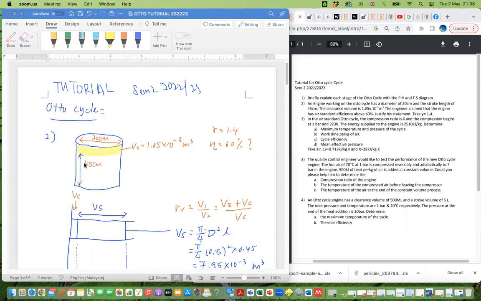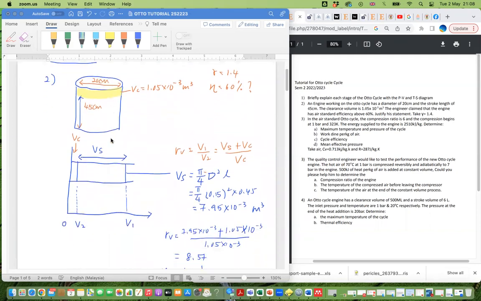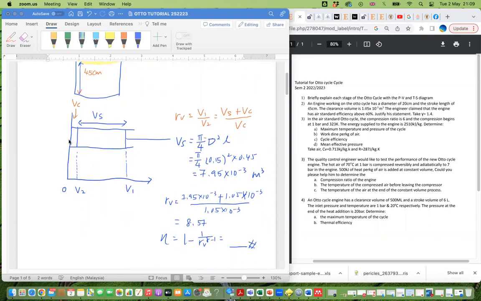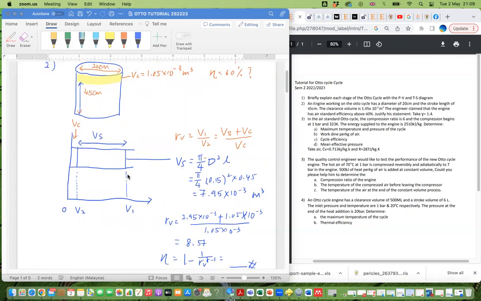My stroke length is 45, just below the VC, and the diameter is 20 centimeters. So the question is asking whether the efficiency is above 60%. And we look at this diagram. If you look at the notes, there is a similar one, and I just turn the cylinder 90 degrees. You can see that V1 is the stroke volume plus the clearance volume, and V2 is the clearance volume, right?